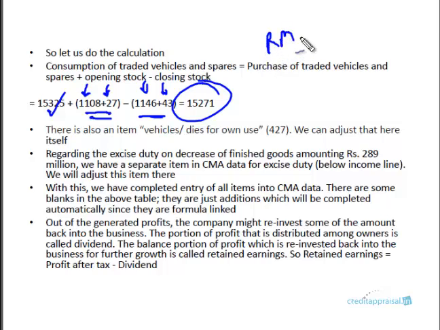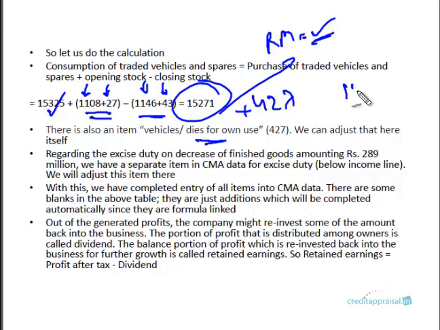We already entered some raw material figure for manufacturing own vehicles. Now we are going to add this figure to the raw material. There is also an item called vehicles dies for own use. This is similar, it is for internal consumption, so this also you can put in the raw material. So let us add this 427 also to this. Okay, let us make this entry.